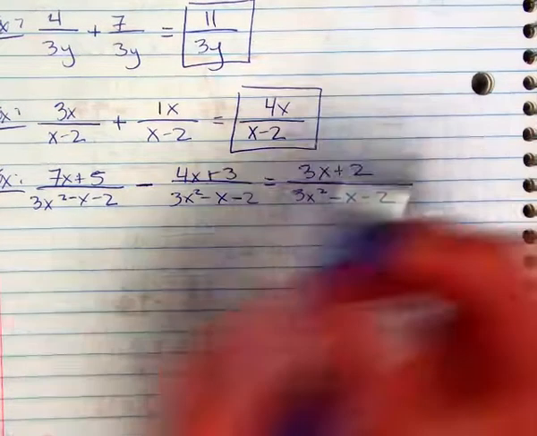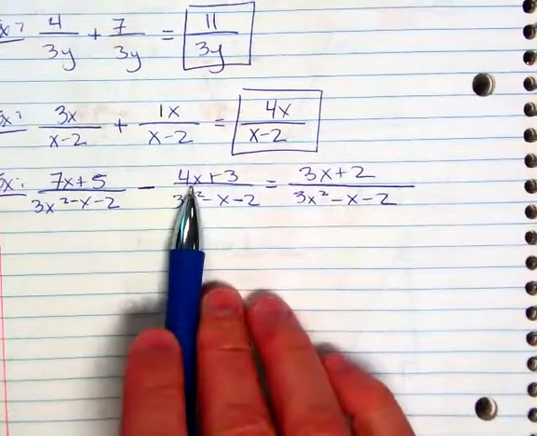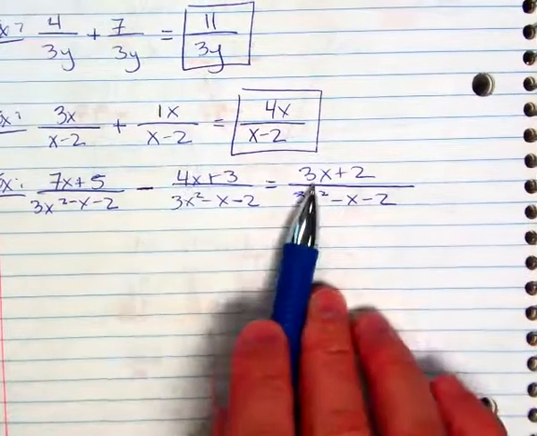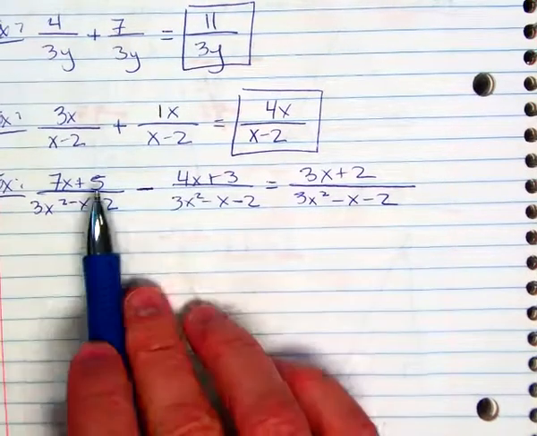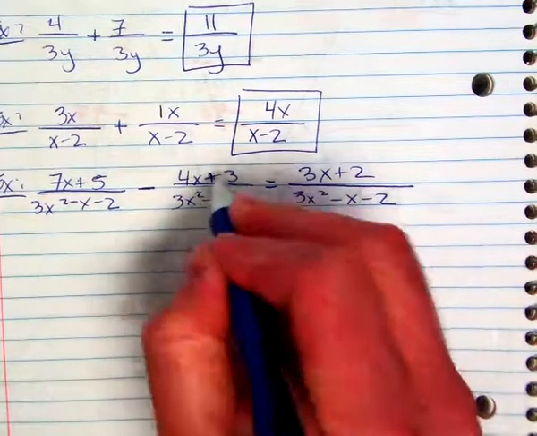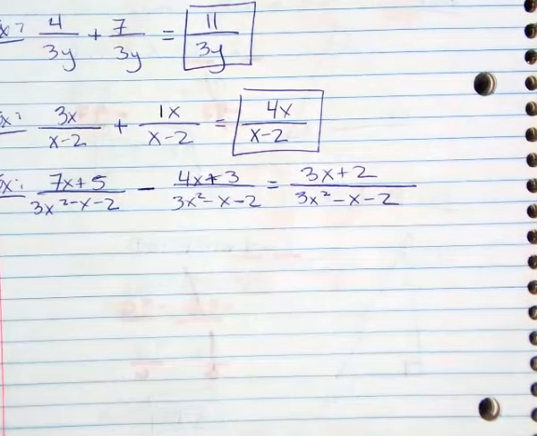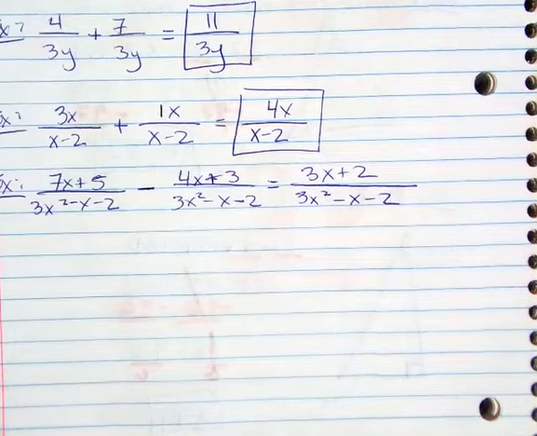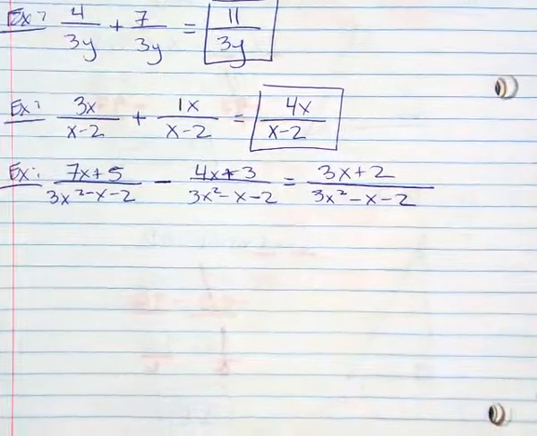3x plus 2 is correct. 7x minus 4x, those are my like terms. That's how I got 3x. 5, positive 5, minus positive 3 gives me a positive 2. So really, this is the same idea as combining like terms, which we've done before. Question?